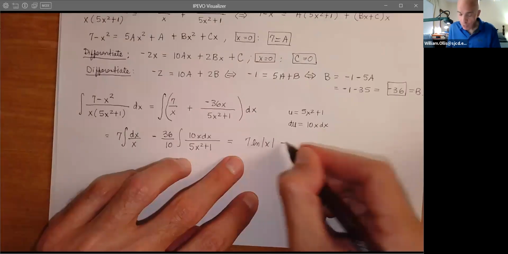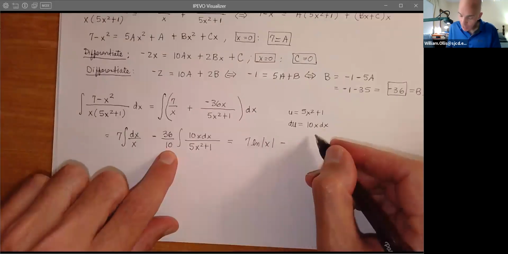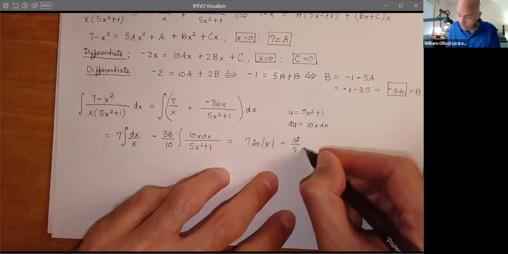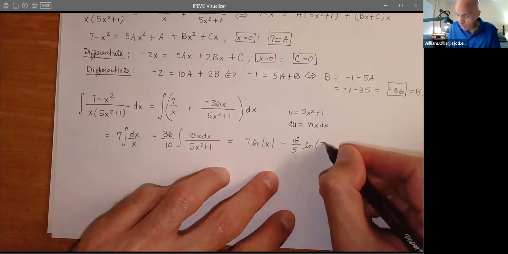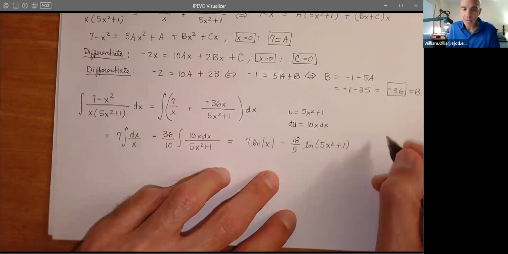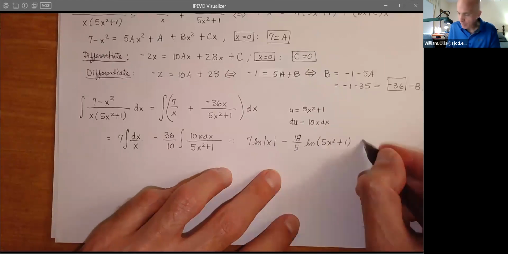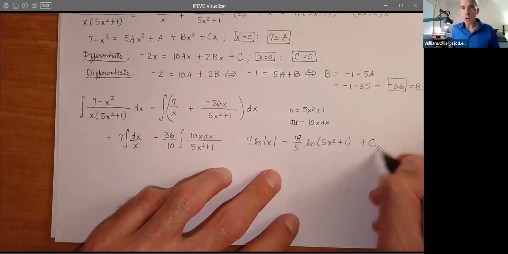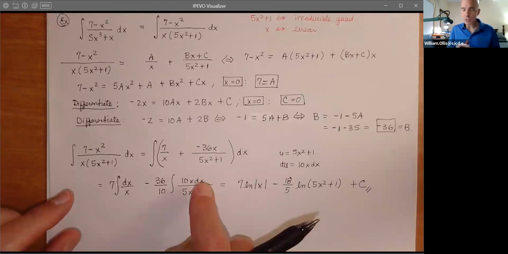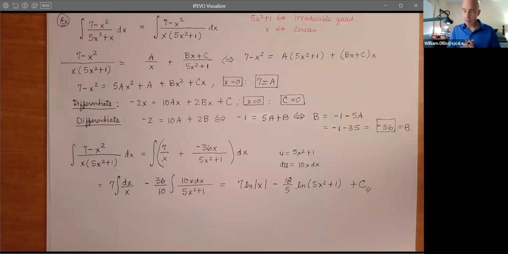And now, of course, here, that's going to be what? 18 over 5 if we divide by 2. Natural log of 5x squared plus 1. Of course, you don't need the absolute values there, but if you use them in your WebAssign, then that's fine. No big deal. So what we're seeing here is the actual integrals that ensue are easy.